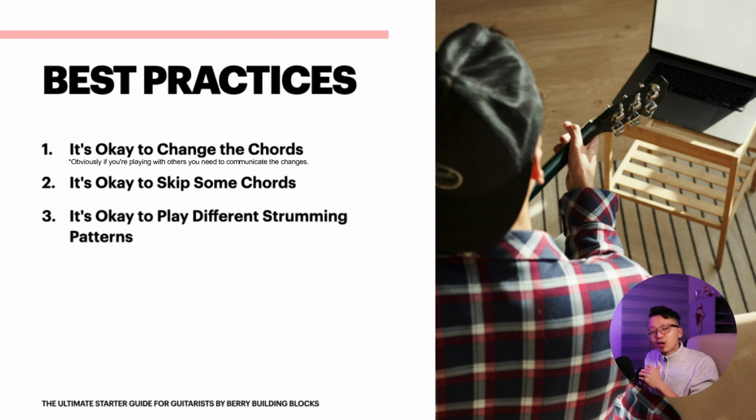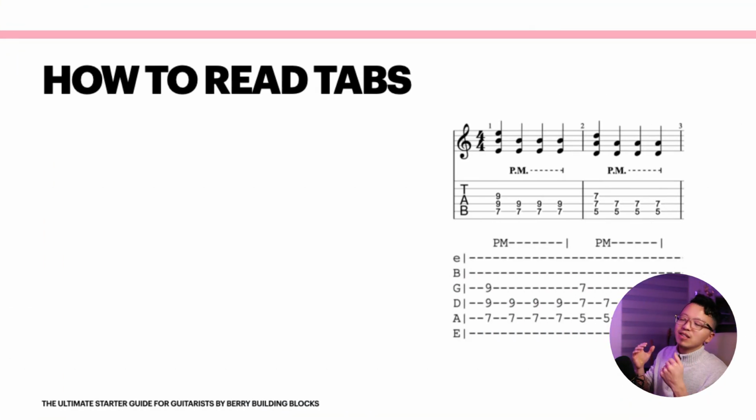And finally, it's okay to change the strumming patterns. You don't have to play exactly the same as a record unless you want to play it exactly the same way or the song has a very specific vibe and you can't recreate that vibe unless you strum it that way. Then sure, but most of the time you can change up the strumming pattern and it will still deliver the same vibe. Alright, let's move on to tabs.